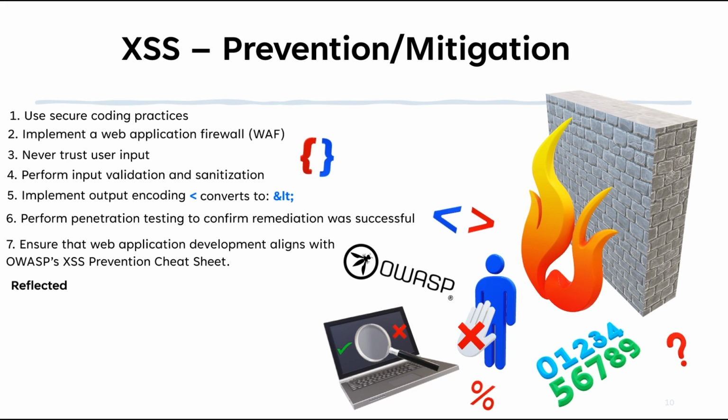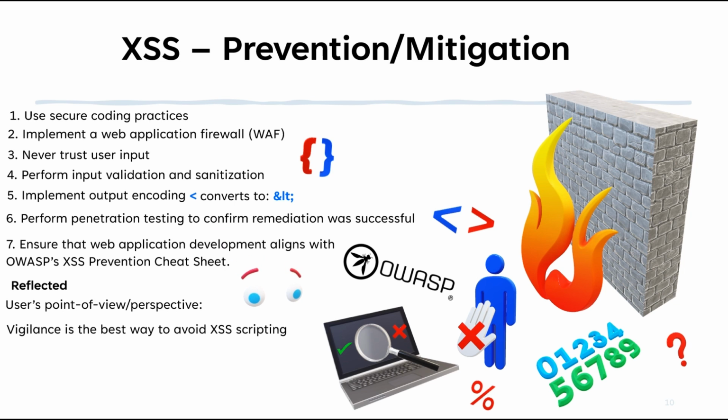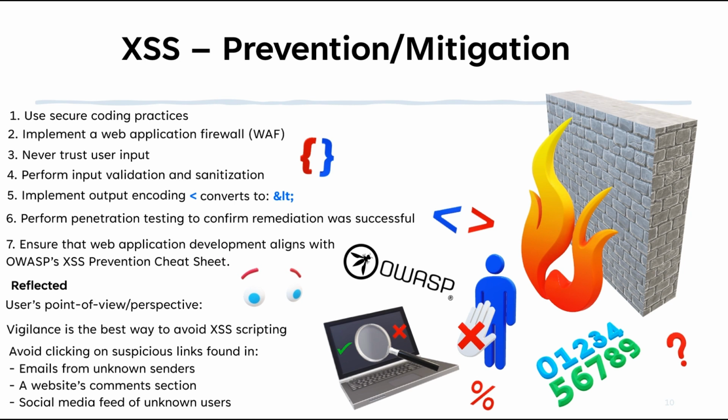And now we have additional recommendations for cross-site scripting. From the user's point of view, vigilance is the best way to avoid cross-site scripting. Avoid clicking on suspicious links found in emails from unknown senders, a website comment section, or the social media feed of unknown users.